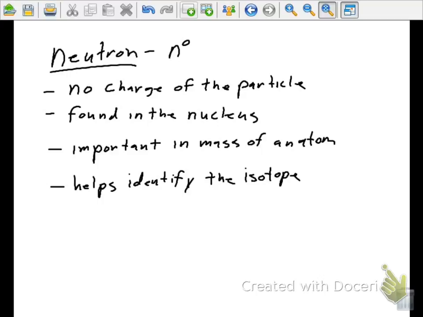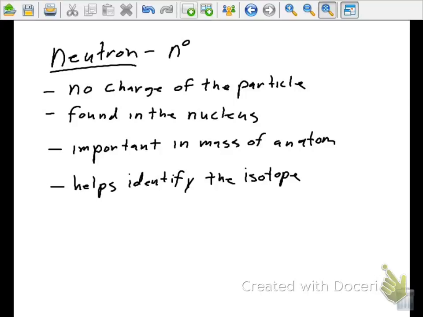Okay, so they have no charge. They're found in the nucleus. They're important in the mass of the atom because they're about the same mass as a proton. Not exactly, but really, really close. That's as close as you can get without being the same mass. And they help identify the isotope.